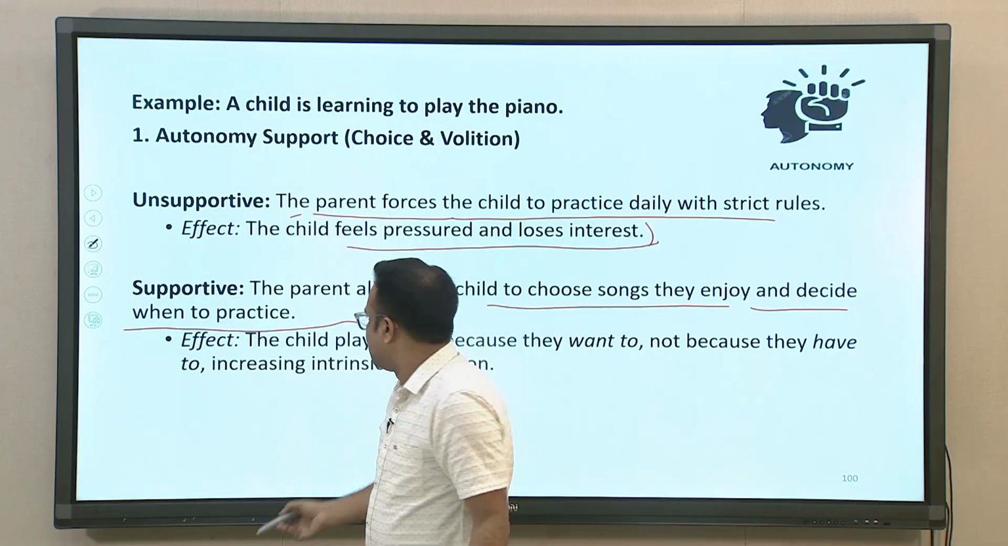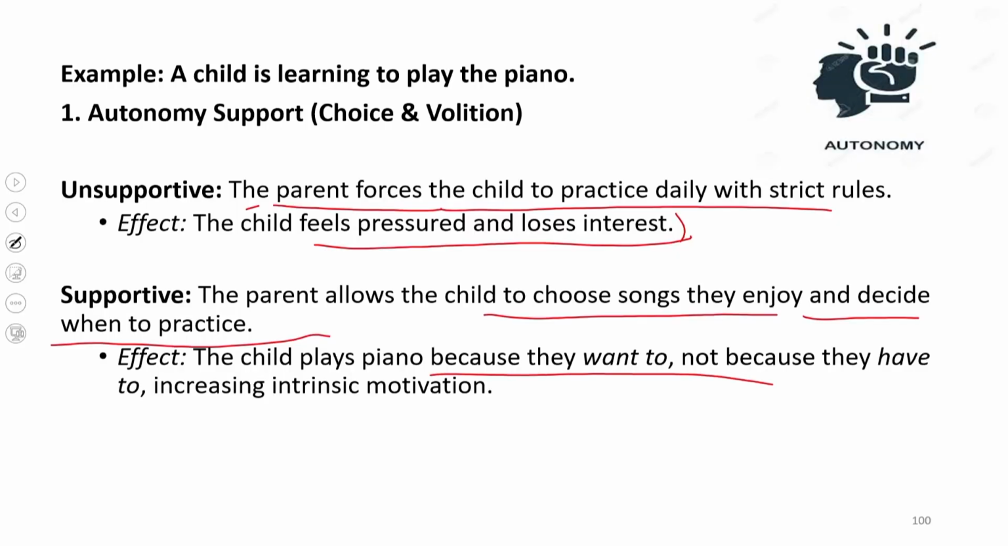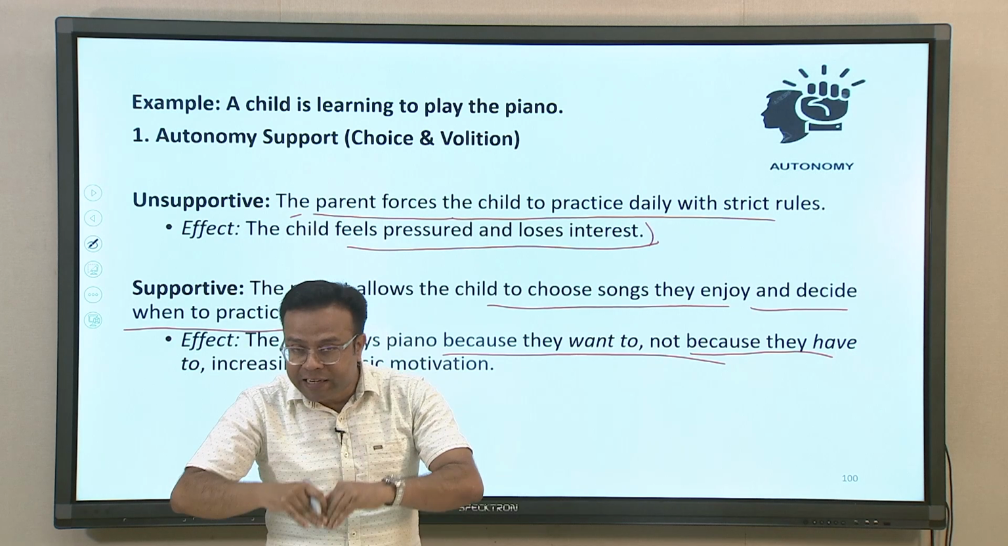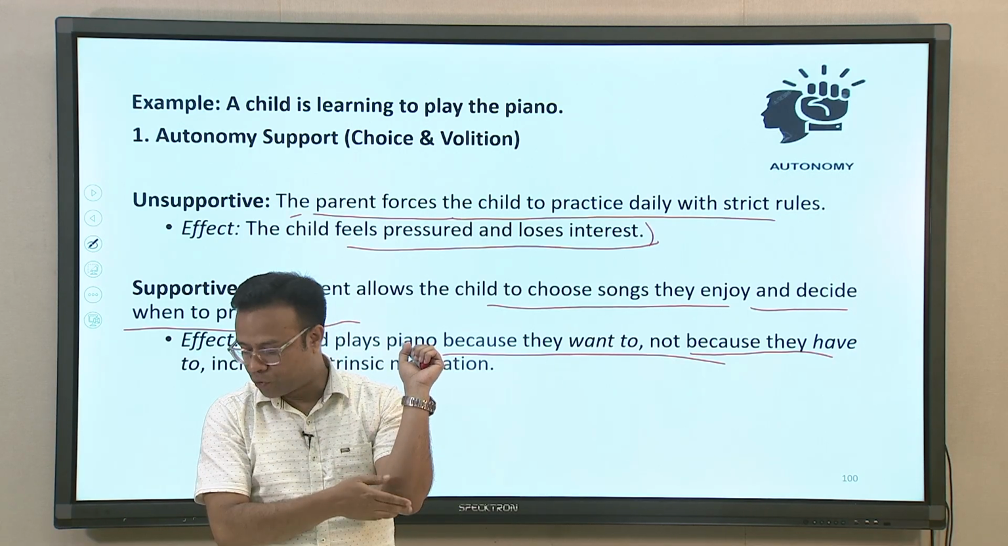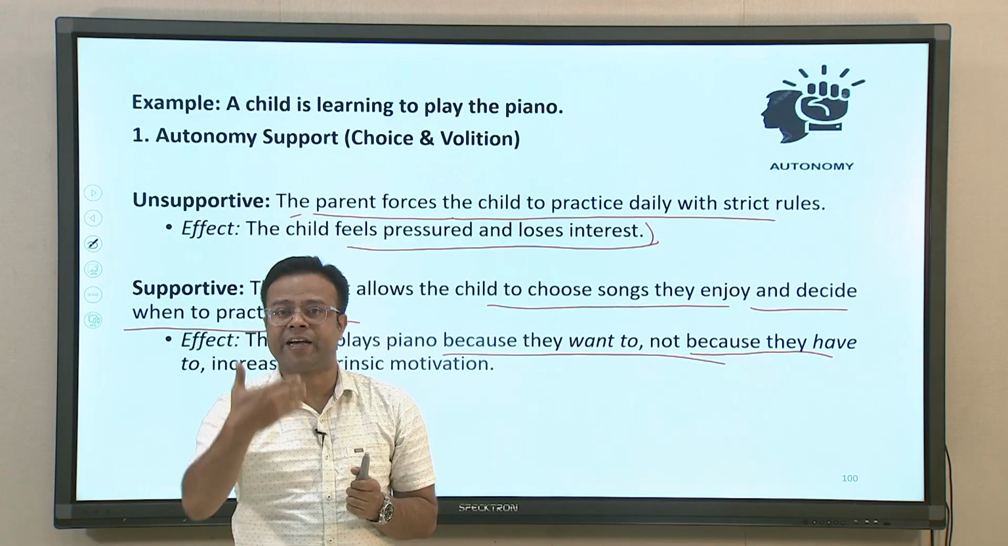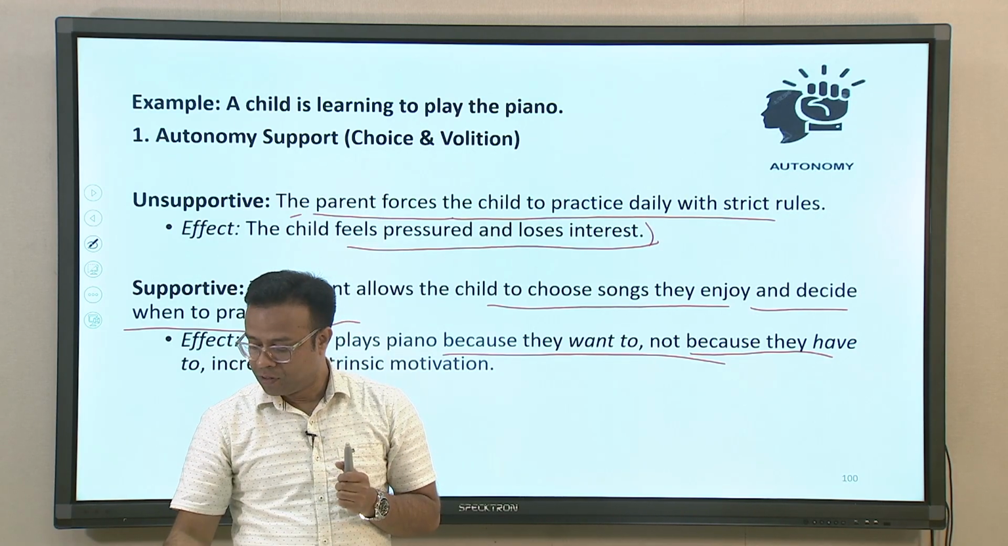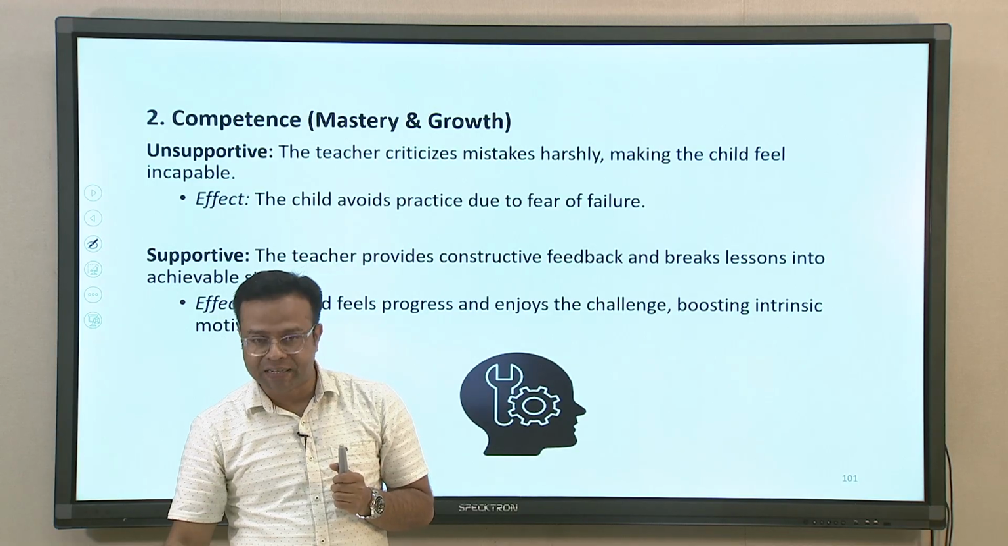What will be the effect? The child will play piano because then they will have more enjoyment, more sense of responsibility because they are choosing what to do and when to do it, not just because of pressure, because the pressure is much less here. The child has more freedom. So, the child will be more interested to do it. So, there will be more intrinsic motivation. So, this clearly shows autonomy support can increase intrinsic motivation. So, this is how the first need is connected to intrinsic motivation, that how supporting needs can lead to higher intrinsic motivation.